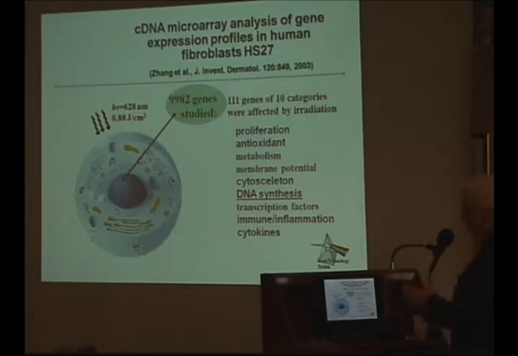Later on, in other laboratories, it was done also when a new technology appeared, microarray analysis. You can do that, measuring constantly, simultaneously, a big amount of gene activation. In this case, they measured almost 10,000 genes' activity after irradiation with 629 nanometers. And it appeared that more than 100 genes of 10 categories were affected by radiation.